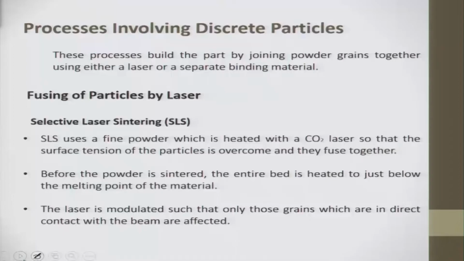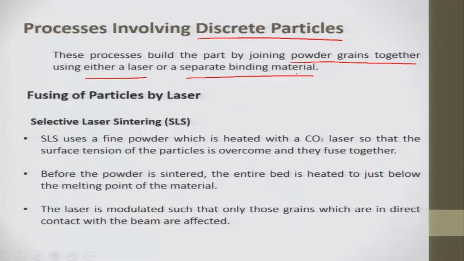Next are processes that involve discrete particles. These processes build the part by joining powder grains together using either a laser or a separate binding material. Now, fusing of particles by laser is the first way. One of the very important processes here is selective laser sintering.